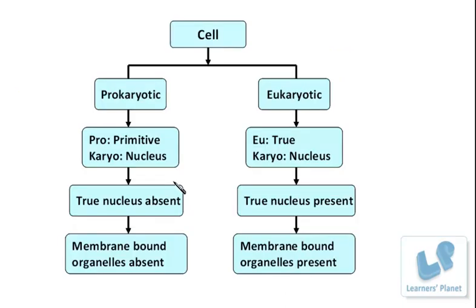So the cells are of two types, prokaryotic and eukaryotic. The word prokaryotic is actually comprised of two terms. These two words are which ones? The pro and the karyo. Pro means primitive and karyo means the nucleus. So the cells which have a primitive type of nucleus are known as the prokaryotic cells.